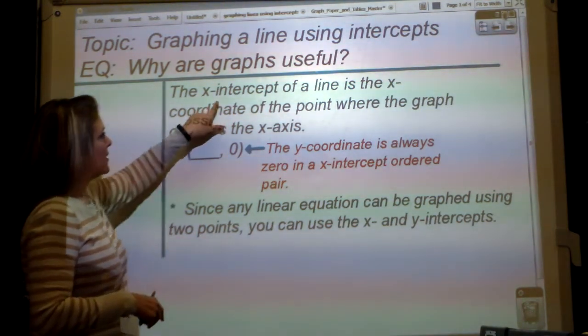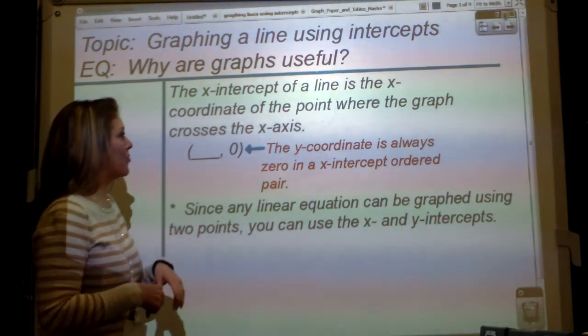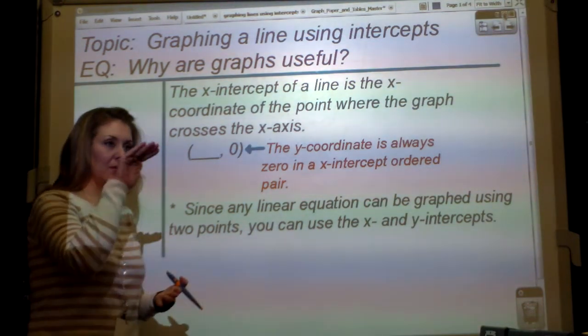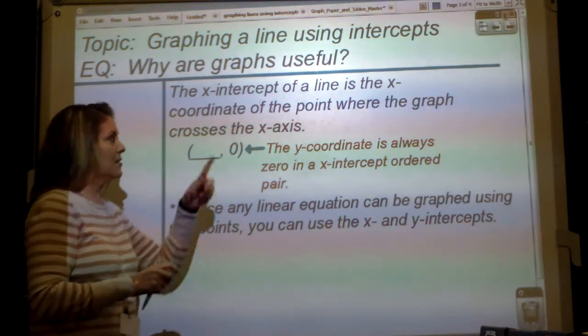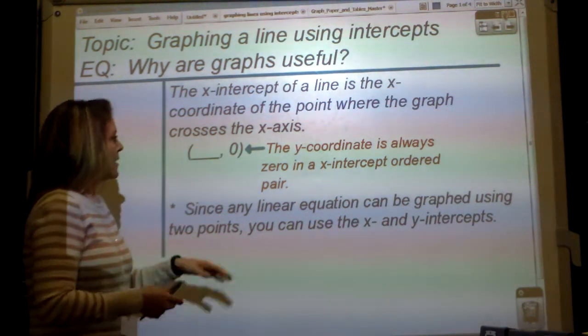lines from those. The x-intercept of a line is going to be the x-coordinate of the point where the graph crosses the x-axis. So just like the y-intercept is where the line will cross the y-axis, the x-intercept is where the line's going to cross the x-axis.